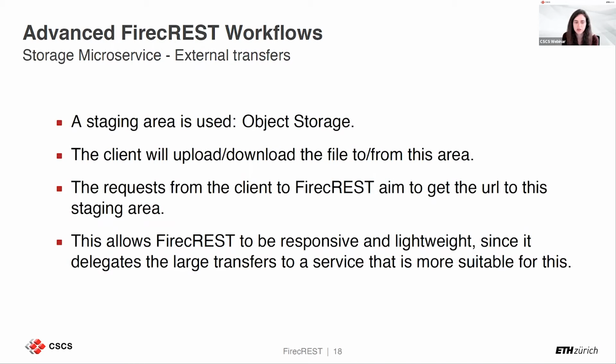And then we have the external transfers that are handled through the storage microservice. In the external transfers, we are using a staging area. This is the object storage that I mentioned before. The client will not upload or download the file directly to the machine or through FirecREST. It will upload or download it to this staging area, to an object storage. So the request from the client to FirecREST aims to get the URL for this staging area. This allows FirecREST to be responsive and lightweight, since it delegates the large transfers to a service that is more suitable for this.